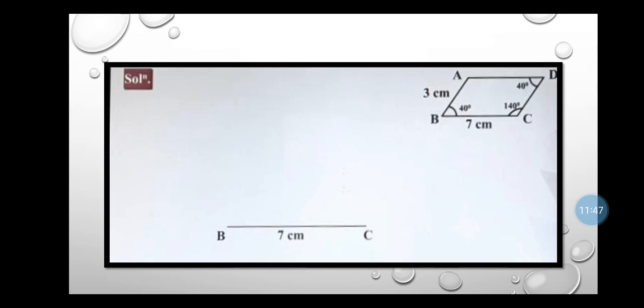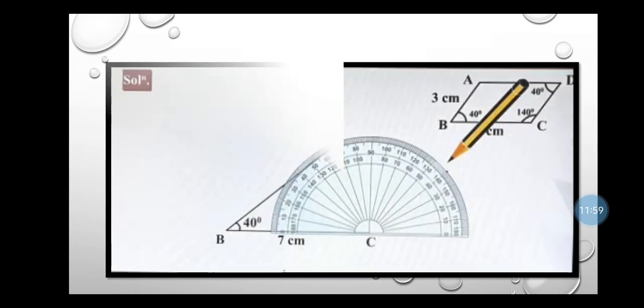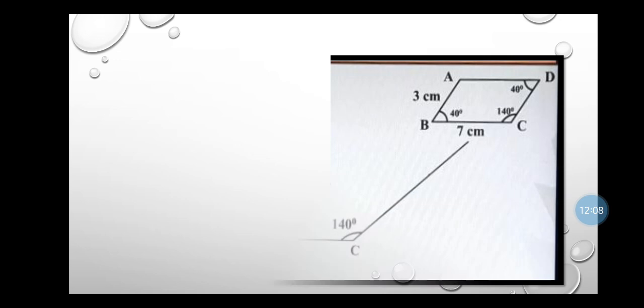First you will draw the base as BC, 7 centimeters. From point B you will mark 40 degrees, that is an acute angle. Draw a ray. Same way on point C you will draw an angle of 140 degrees, that is an obtuse angle. Draw a ray.